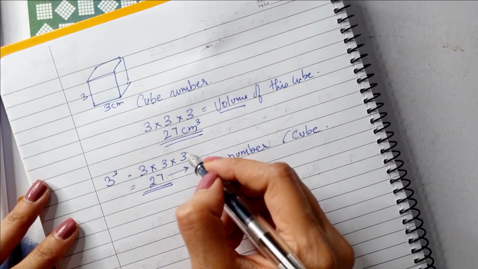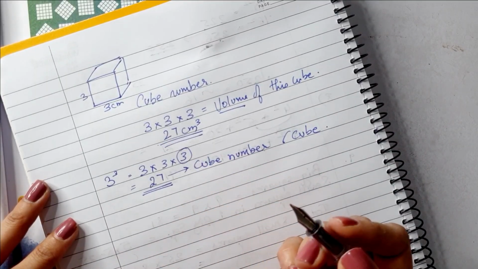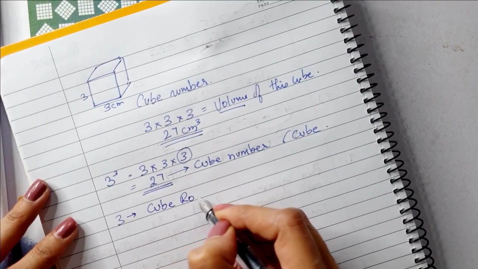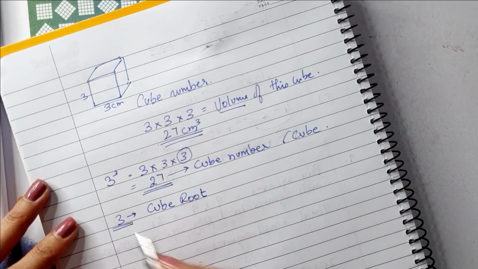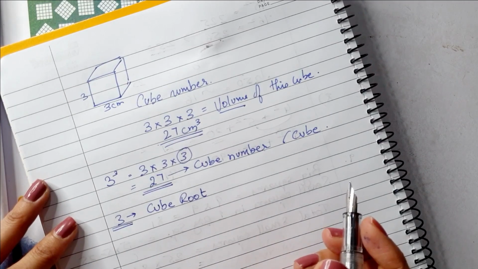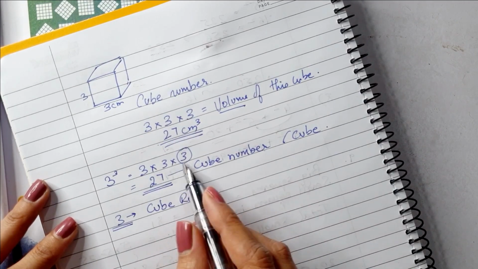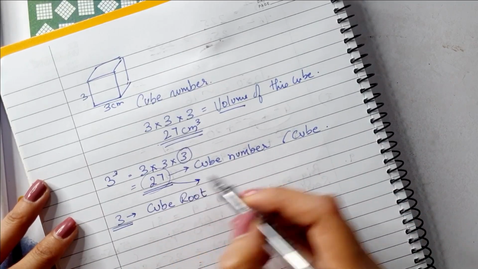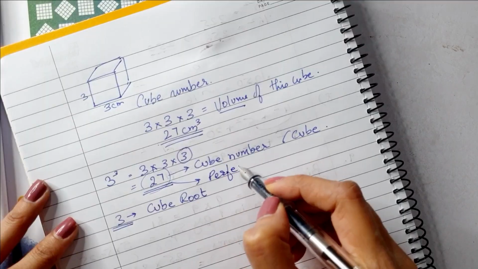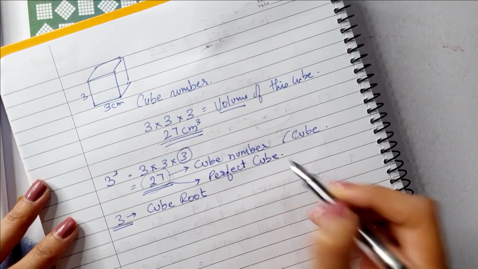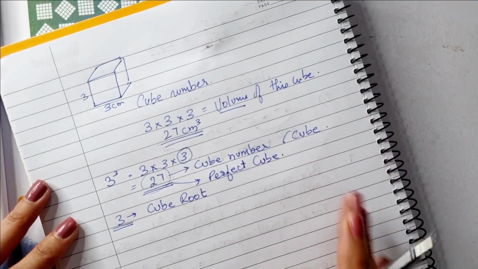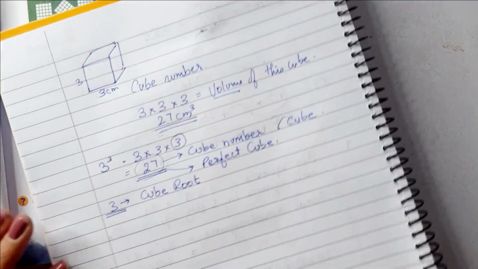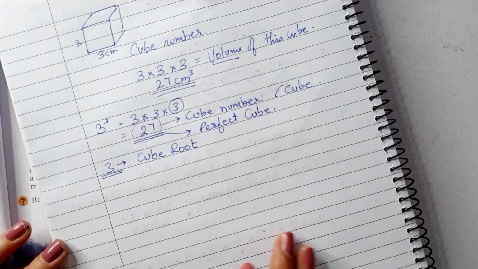And this, which is the cube root, right? 3 is the cube root. And when the cube root of a number is a natural number, right? So 3 is a natural number. Then this 27 can also be called a perfect cube. Okay? These are very similar to the terms that we saw in the square numbers.